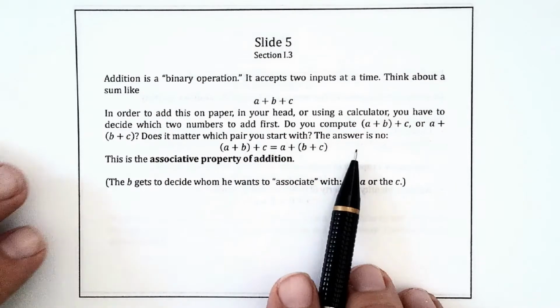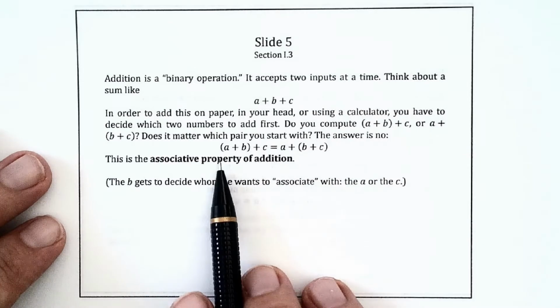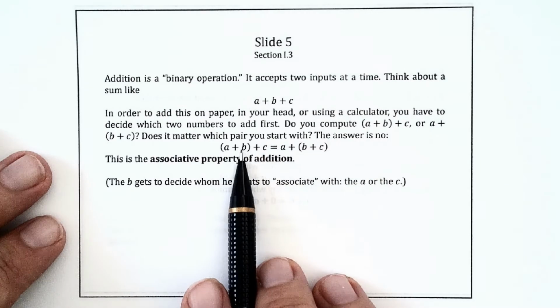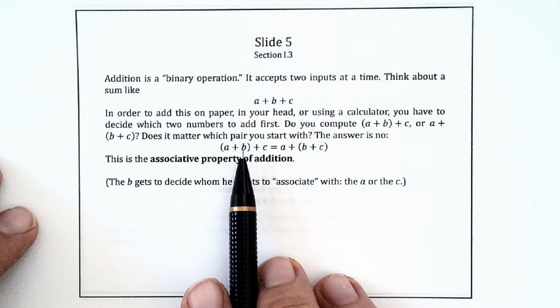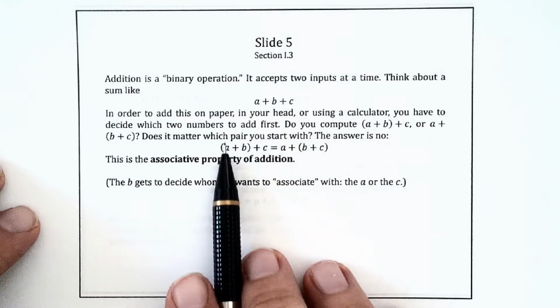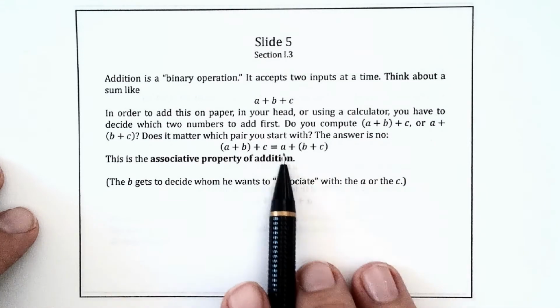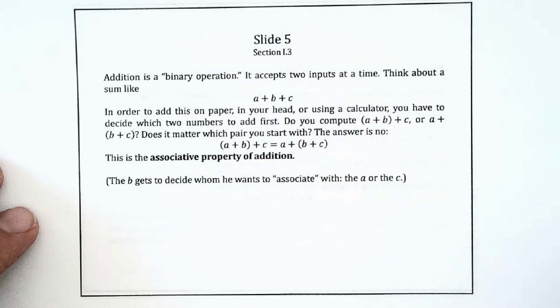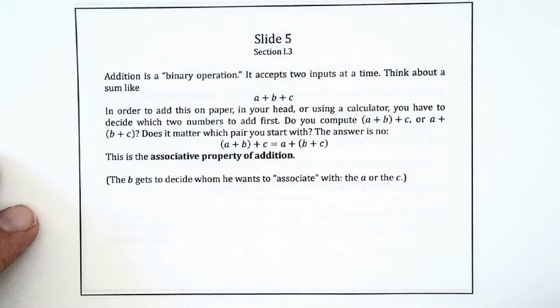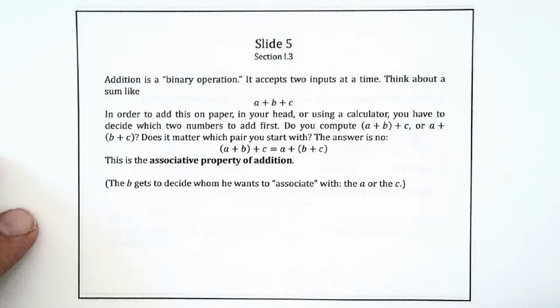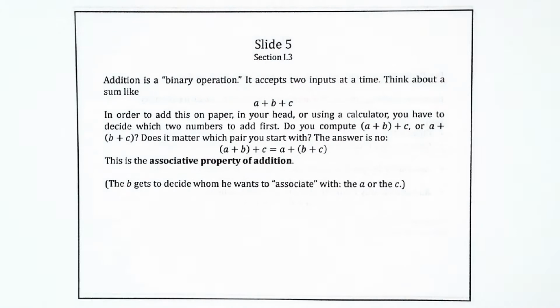But it is true that (a plus b) plus c, written like this, where we mean first to add the a and the b, is the same as a plus (b plus c) written this way, where first we add the b and the c. Okay, so this is called the associative property. The fact that this is always true is the associative property.